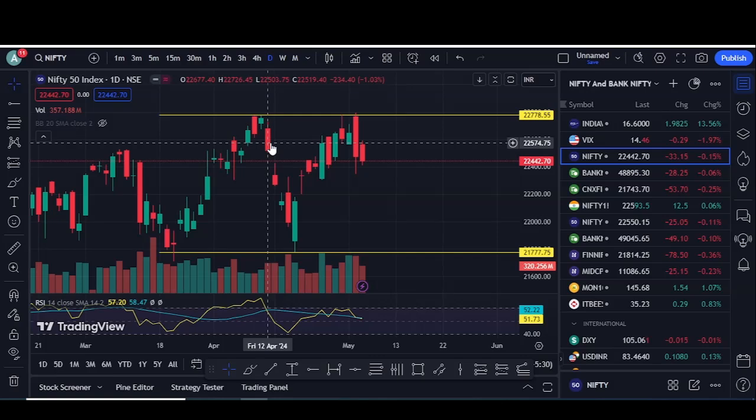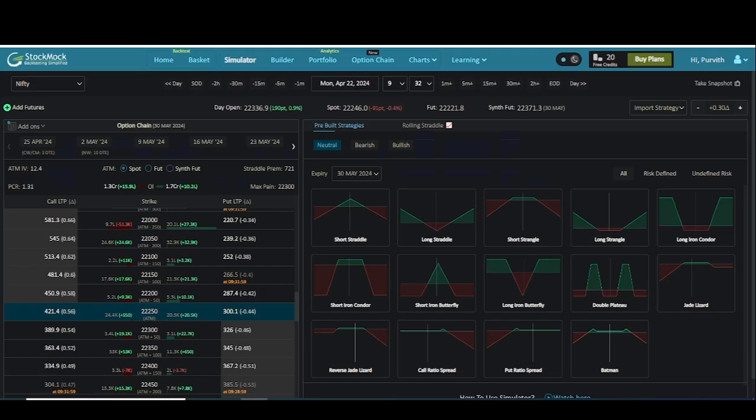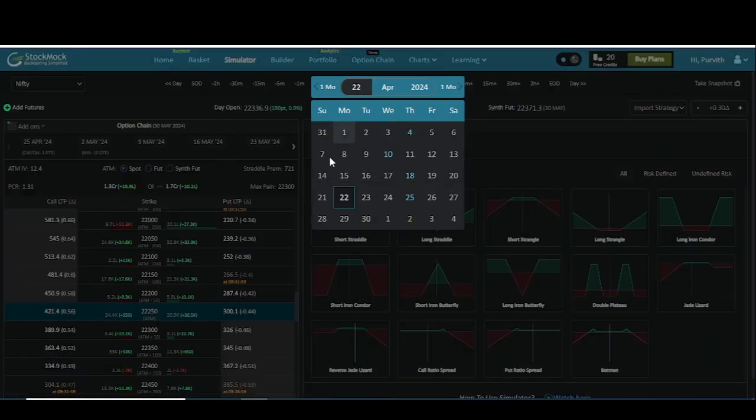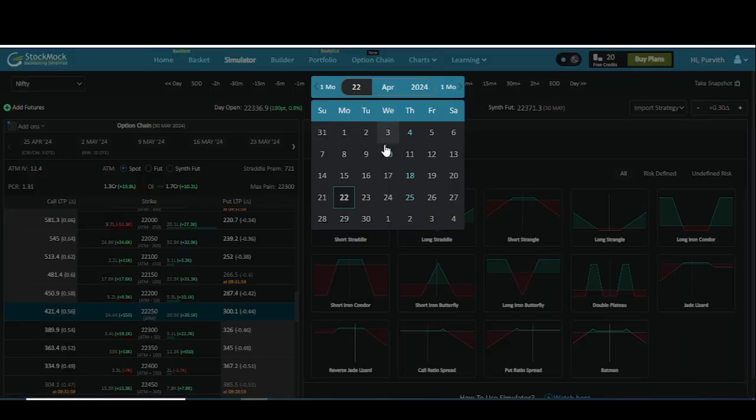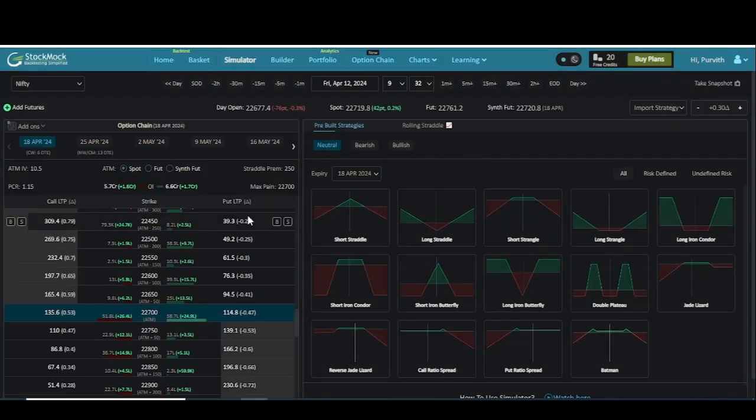With the butterfly, definitely we are going to capture this particular directional move. On 12th April, I am going to use a stock mark simulator. With this, we will capture how exactly that particular butterfly will work. We'll see that, 12th April. Yes, this is 12th April.